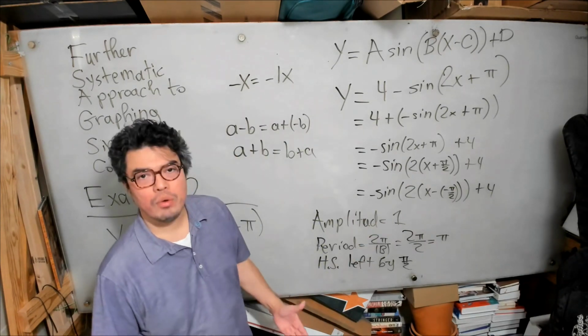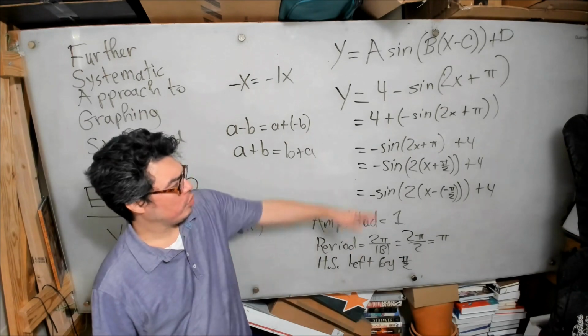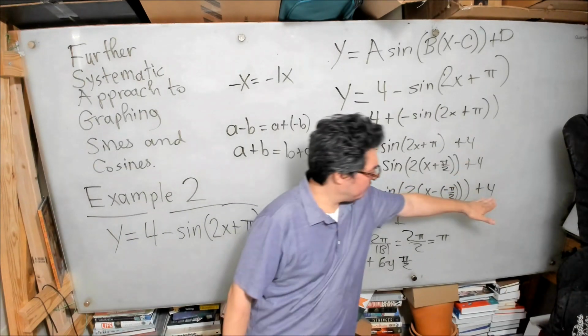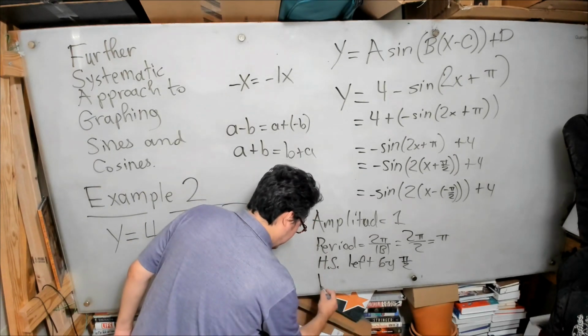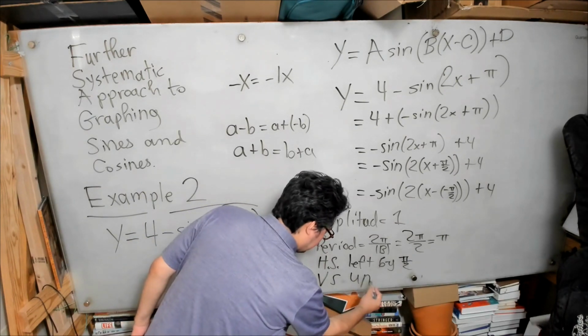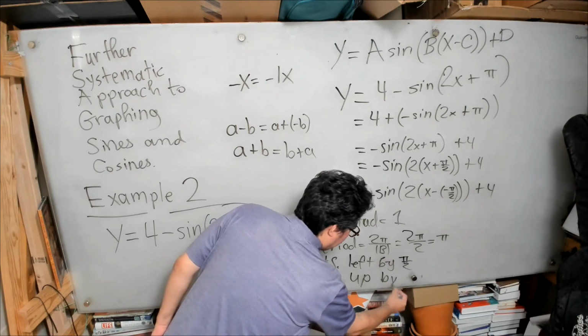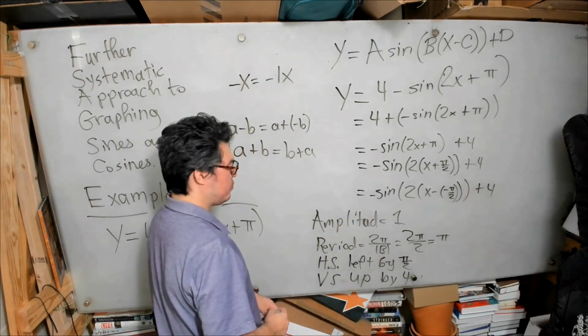So now we're going to look at the vertical shift. We can see that there's a plus 4 at the end of this. That means that it'll be vertically shifted up by 4 units.